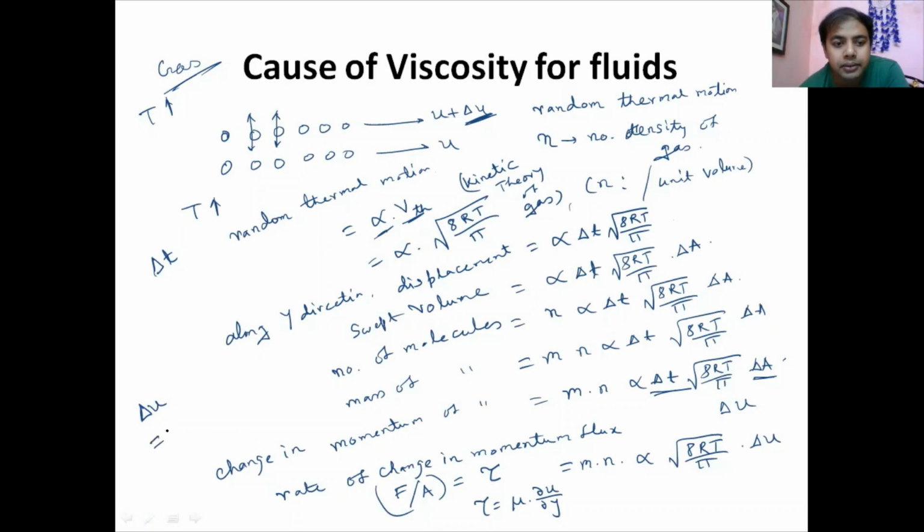What about the del u? Del u, you can write in the partial differentiation form, the change of velocity del u by del y into lambda. What do we know by the lambda? Lambda is, in between two collisions, how much distance is traveled by the molecules. That is the molecular free path. In between two collisions, statistically how much distance a molecule can travel is known as the lambda.